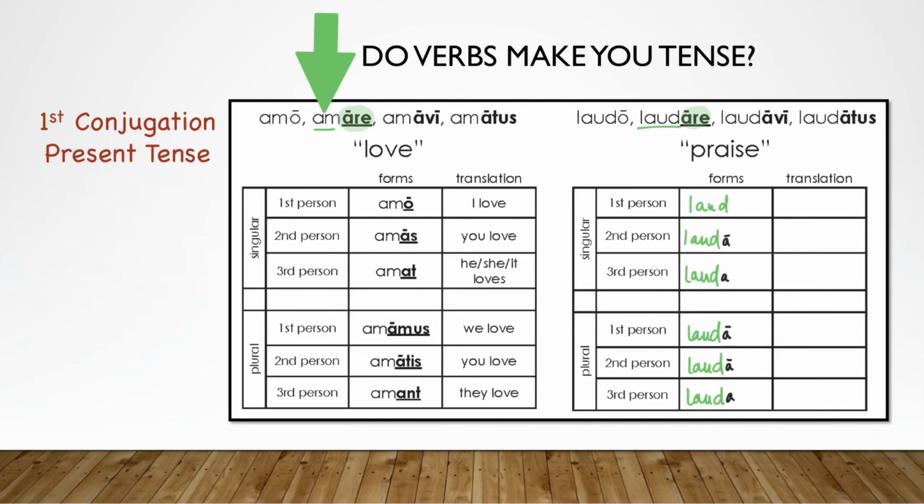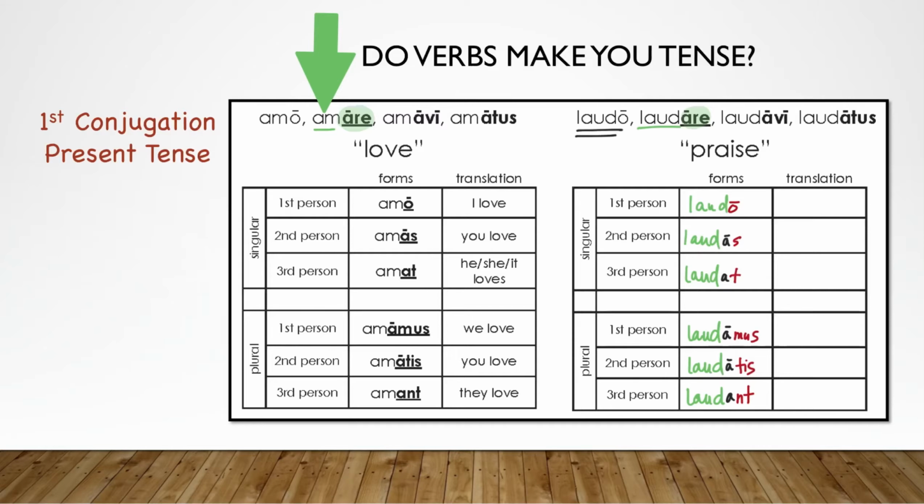Now, all we have left to do is add on the personal signs, the piece that tells us what person and what number our verb is going to be. And remember, this is what I told you to memorize, O/M, S, T, MUS, TIS, NT. So we're going to add that on to the rest of our verb there. Notice, the very first one, first person singular form, is the first form on your 4 pieces at the top. Laudo, right? So that's pretty interesting. So now we know that with other verbs, we're always given that first person singular form.